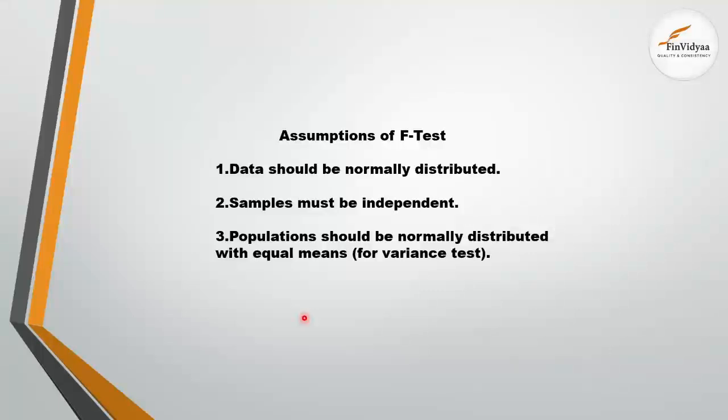Now, the assumptions of the F-test. The first is that the data should be normally distributed; a bell-shaped curve should come up if we plot it in a graph. Second, the samples must be independent. And the third is that populations should be normally distributed with equal means. That is for the variance test.